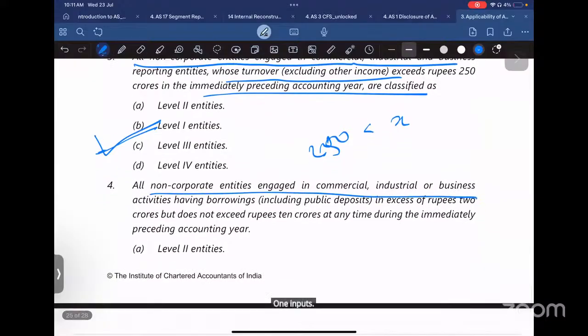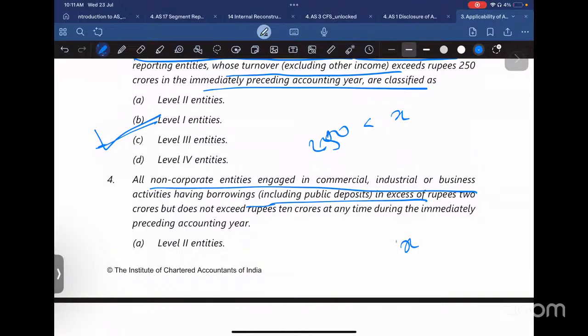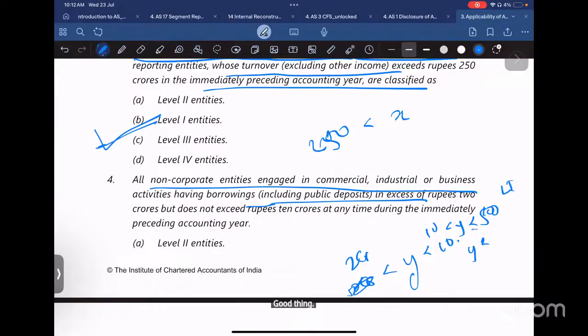All non-corporate entities with borrowings exceeding 50 crore, or exceeding 3 crore but less than 10 crore. So, 50 to 10 is level 1, 10 to 2 is level 2, and less than 2 is level 3. Okay, so this option is level 2.